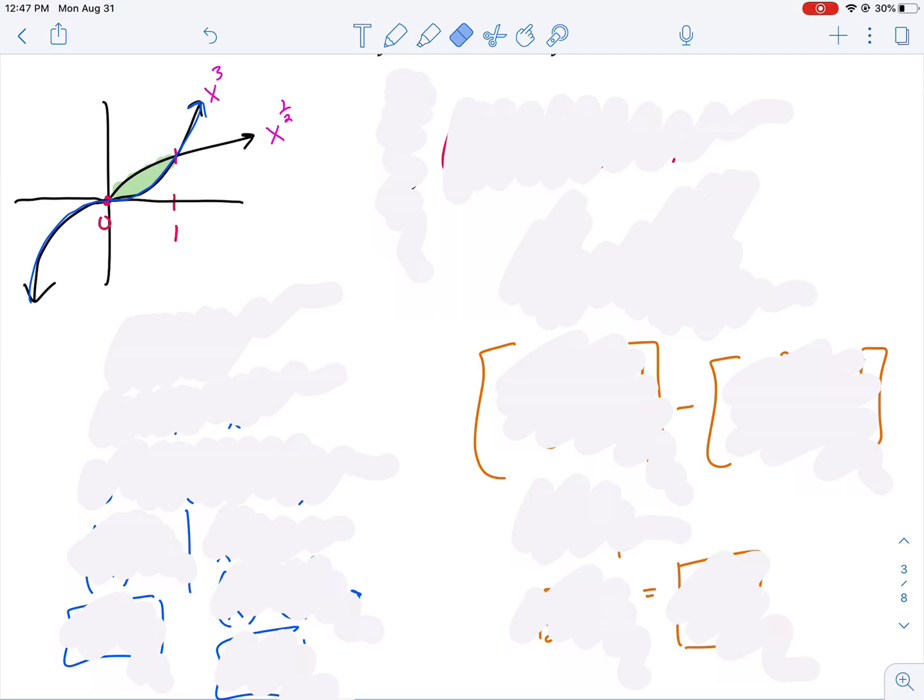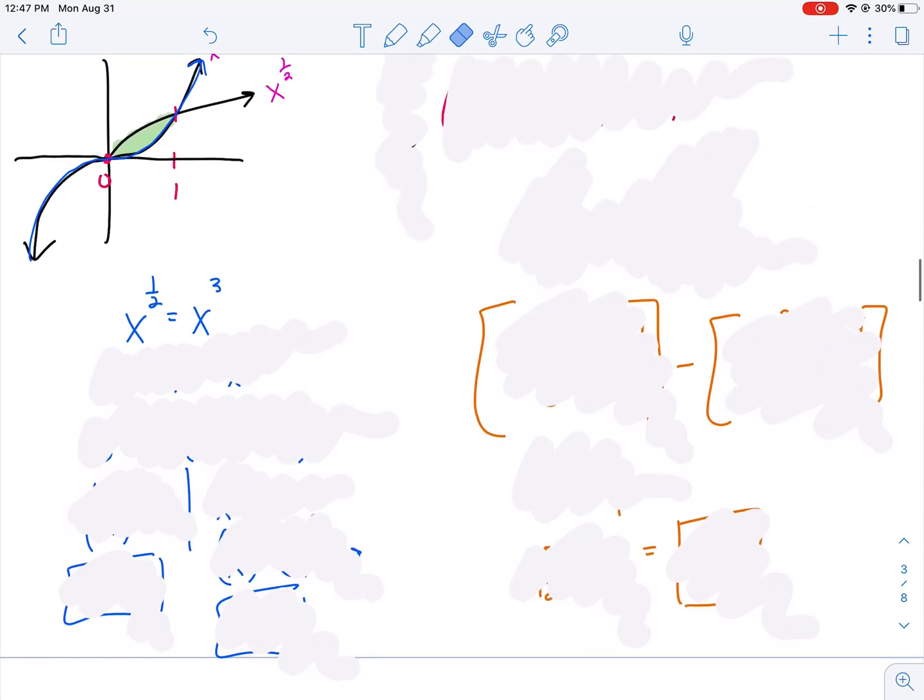So let's take these two equations and set them equal to each other. So I have x to the 1/2 is equal to x cubed. All right, now we need to solve. What I'm going to do from here is move all of my x's to the same side. So you might notice that I subtracted my x to the 1/2 to the other side.